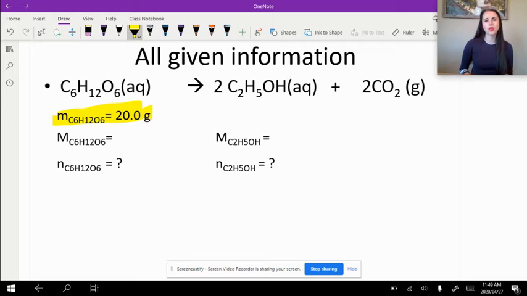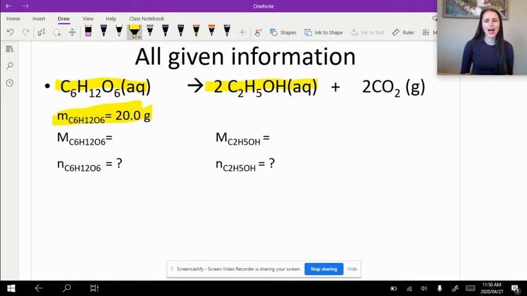Notice that I didn't record my mass of ethanol that was given to me. That's because that was my actual yield. I'm looking to calculate my theoretical yield. So don't sub that in by mistake. You want to look at how much you should have gotten in a perfect world. So I was given information about glucose and I'm looking for information about ethanol. So these are the two things that I'm going to be focusing on in this case. So I can essentially go ahead and ignore carbon dioxide at this point.